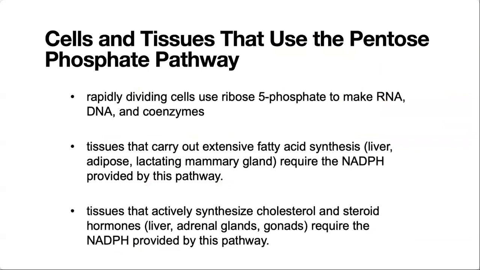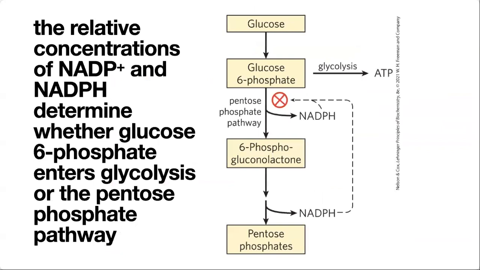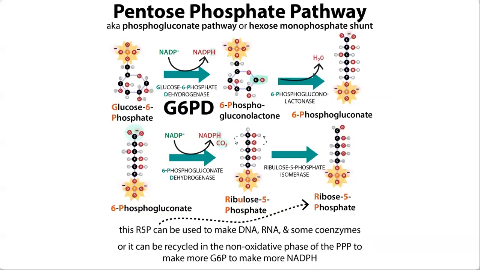NADPH. And remember that NADPH was kind of going to be what was, the relative concentrations of that were kind of helping control whether glucose 6-phosphate was entering glycolysis or the pentose phosphate pathway. And so if you already had a bunch of NADPH, then you don't need to go to the pentose phosphate pathway, at least for that sense. So that would inhibit this and stimulate glycolysis instead. But that's not all that you need the pentose phosphate pathway for.